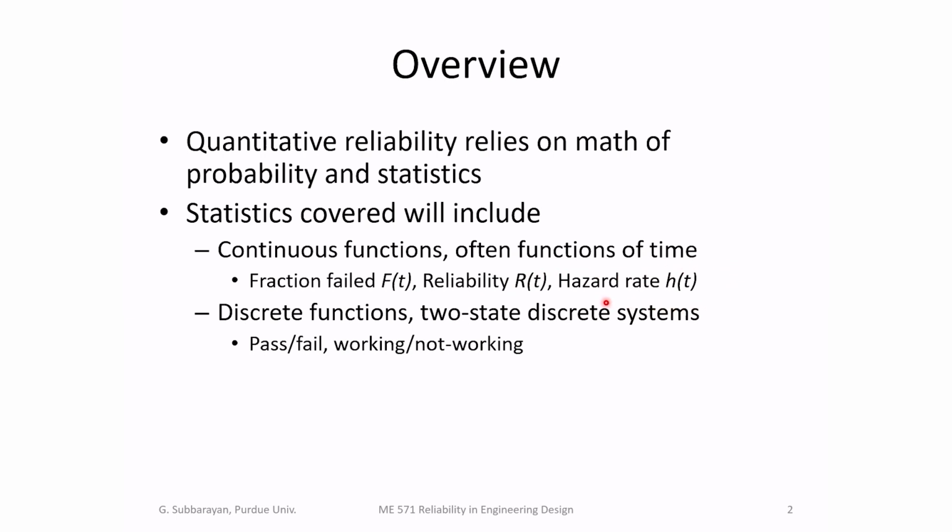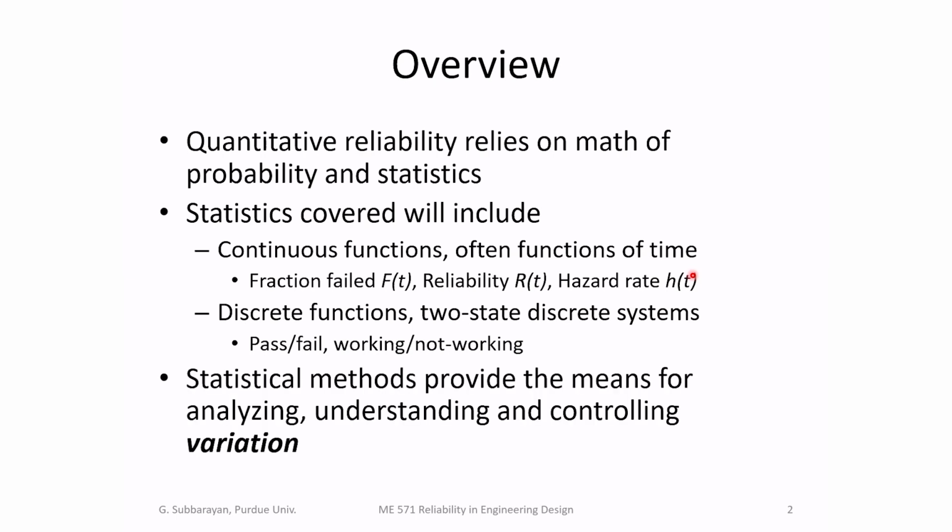We'll also learn about something called hazard rate. These are all continuous functions of time. And as we will learn later, we will often treat time as the uncertain parameter. In other words, same component, I test it multiple times, and I get different times to failure. So the time to failure is my uncertainty. We will also study discrete functions, or two-state discrete systems: pass, fail, working, not working. We'll do this primarily through binomial and Poisson distributions. For the continuous functions, we will learn about normal distribution, lognormal distribution, Weibull distribution primarily, and exponential distribution in between.